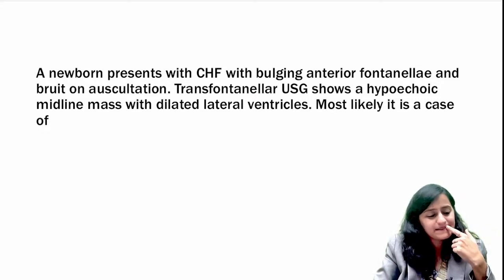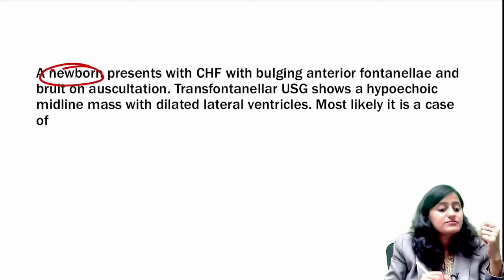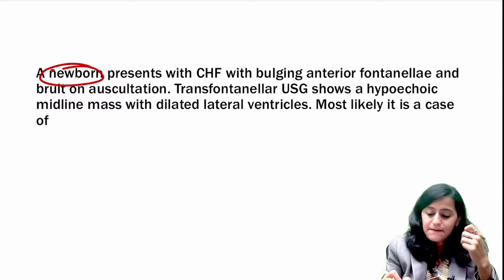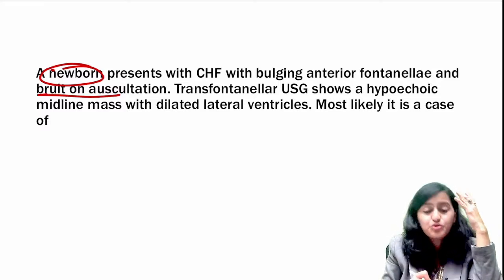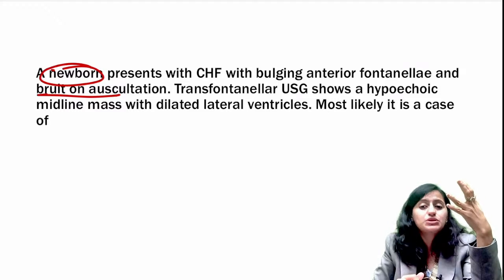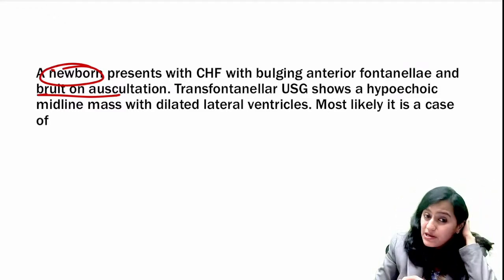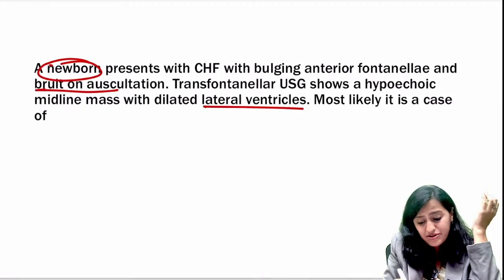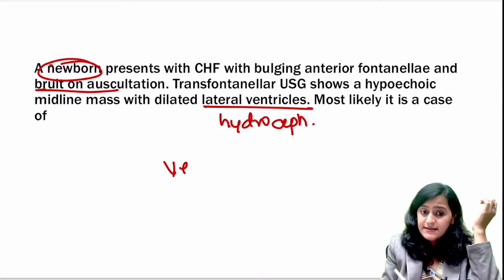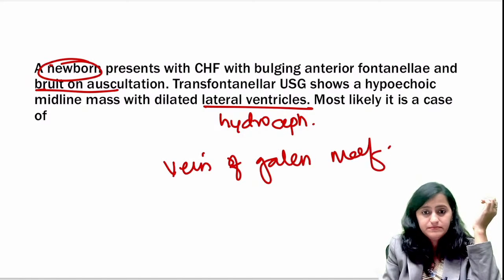Oligodendroglioma? No. Very good. Correct. This is a newborn. Right? There is a bulging anterior fontanelle and there's bruit on auscultation. Whenever there's a bruit, basically you're thinking of something vascular. Right? So, some vascular abnormality. There's a hypoechoic midline mass. The ventricles are dilated. That means there is hydrocephalus. This is, we are talking about vein of Galen malformation.